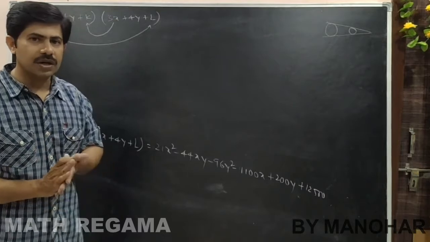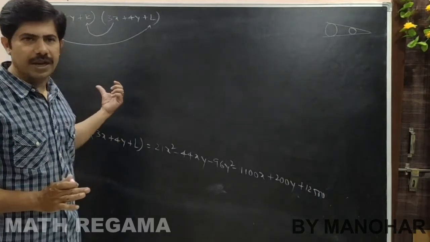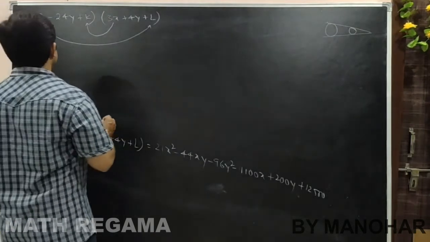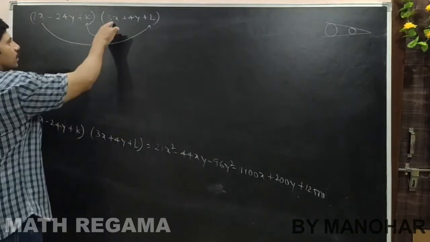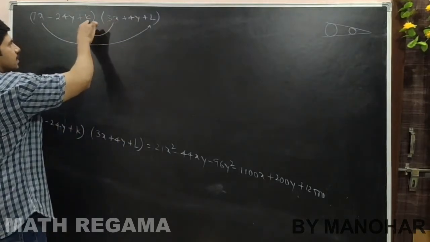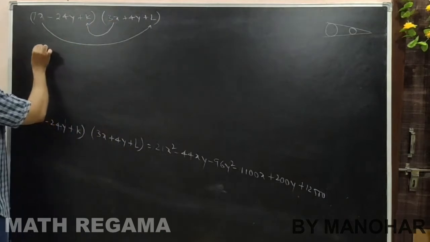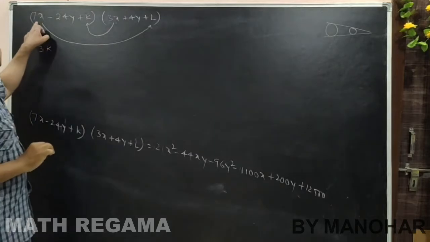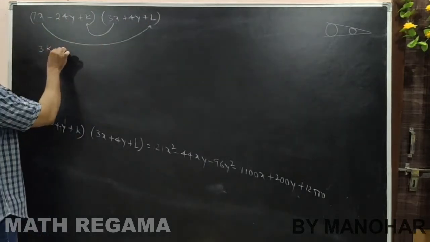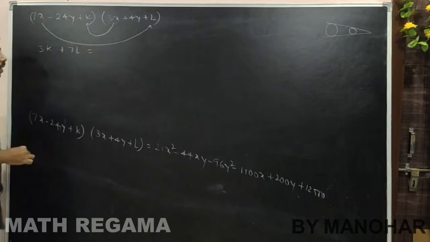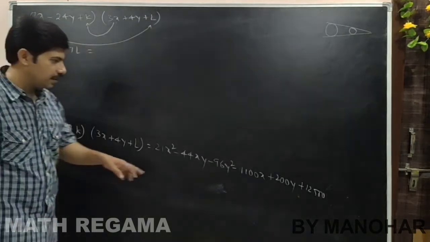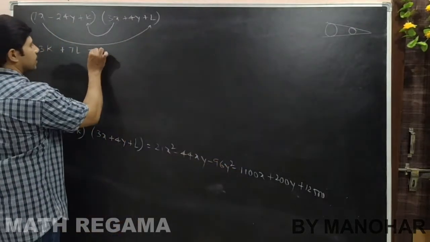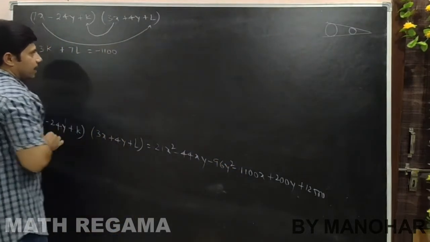Why am I getting the x coefficient and y coefficient? To get the values of k and l. So in this case, what are the x coefficients we are going to get? First, if I multiply these two, the x coefficient is 3k, then plus 7l is equal to... what is the x coefficient on the other side? On the other side the x coefficient is minus 1100. So I write minus 1100.